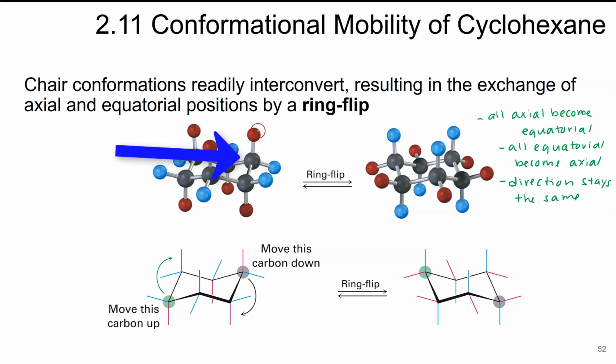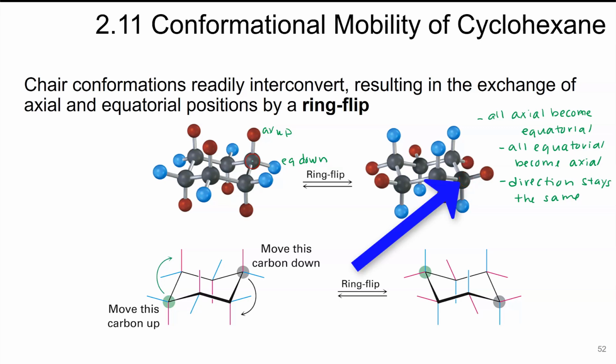So if I'm looking at this carbon right here, this was axial up, this was equatorial down. And when I go to this carbon, which is where this one went, this is still pointing up, but now it's equatorial. That's equatorial up. This becomes axial down. So when you do the ring flip, you can think of a dotted line here. This part gets flipped down, as shown by this arrow. This part gets flipped up. So this is the gray circled carbon here, which is down, and that green one becomes up. So all things that were axial before become equatorial. All things that were equatorial become axial, but they're still pointing in the same direction.